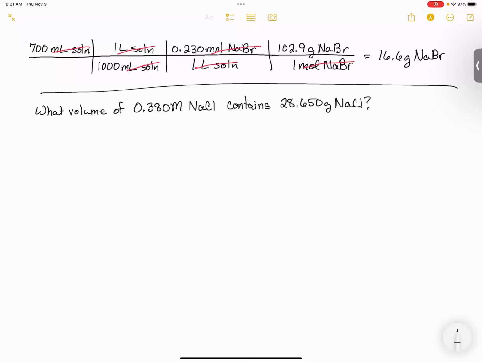Again, I'm going to make a list of the information I was given. I was given 0.380 molar NaCl solution, and I was given 28.650 grams of NaCl. I need to figure out which piece of information I want to start with. If you take time to write out what molarity actually is, it becomes more obvious what you should start with, because ideally we always start with something that has only one unit associated with it. And by writing out the molarity, you'll see that it has two units associated with it compared to the mass of NaCl that I gave you.